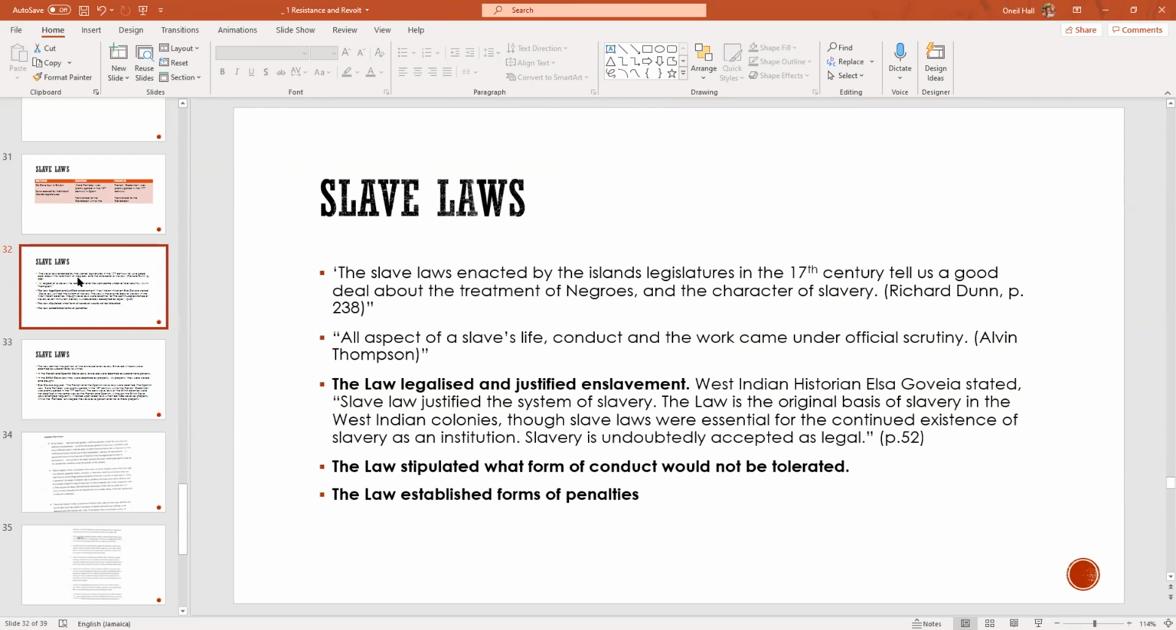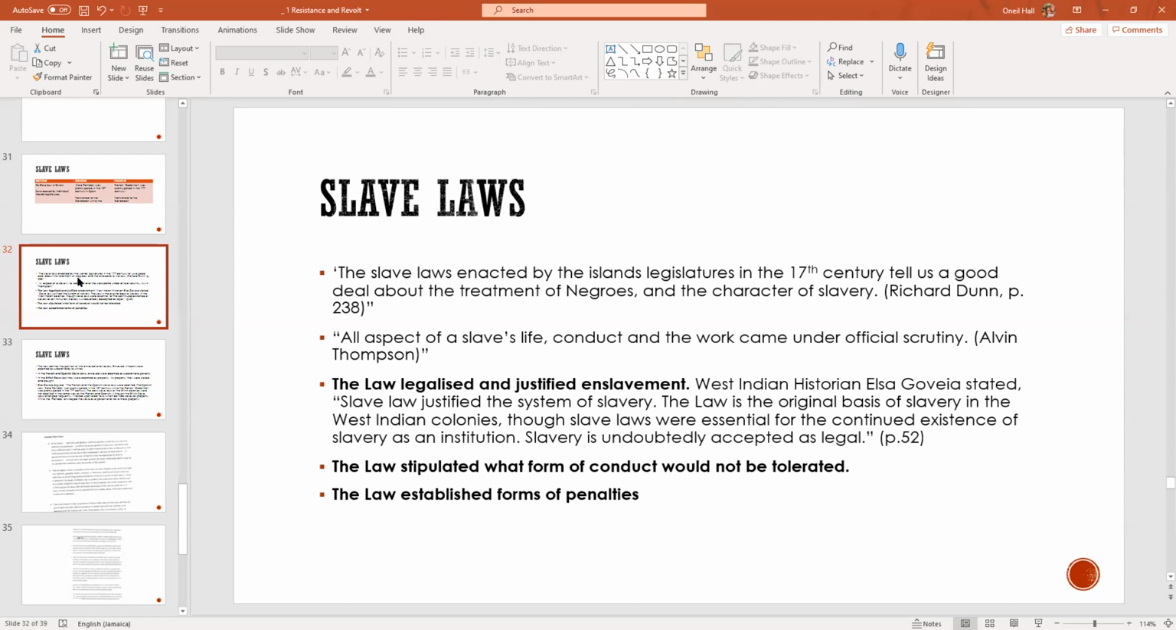Slave laws. Reader, please. The slave laws enacted by the island's legislators in the 17th century tell us a good deal about the treatment of Negroes and the character of slavery. Thank you very much, Brown.